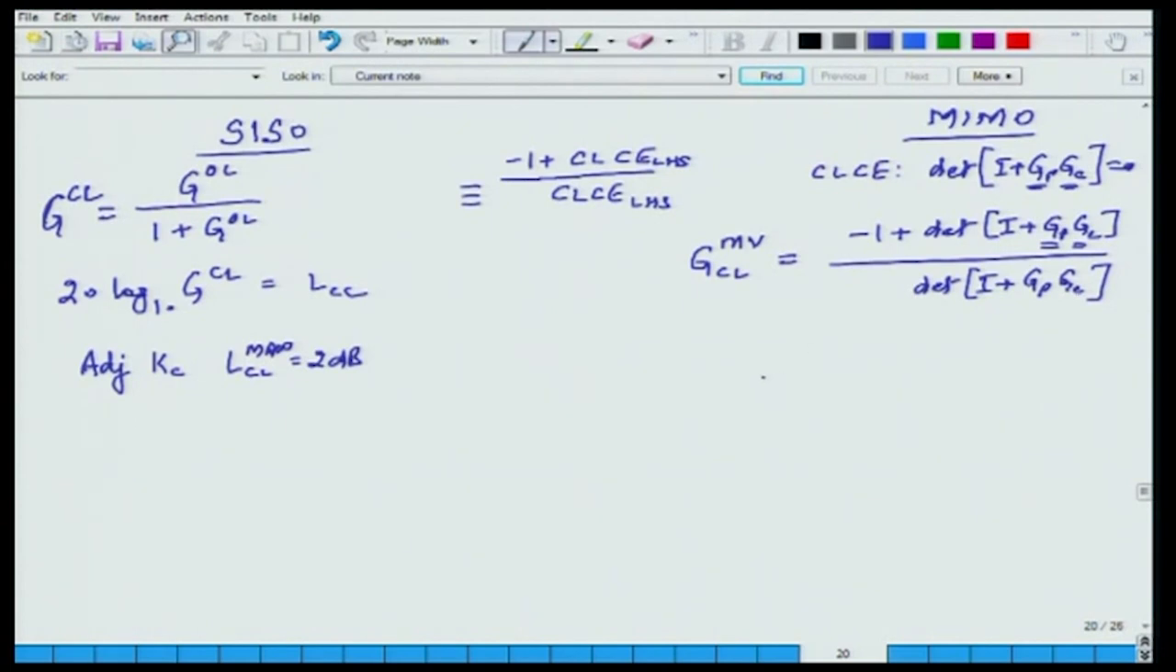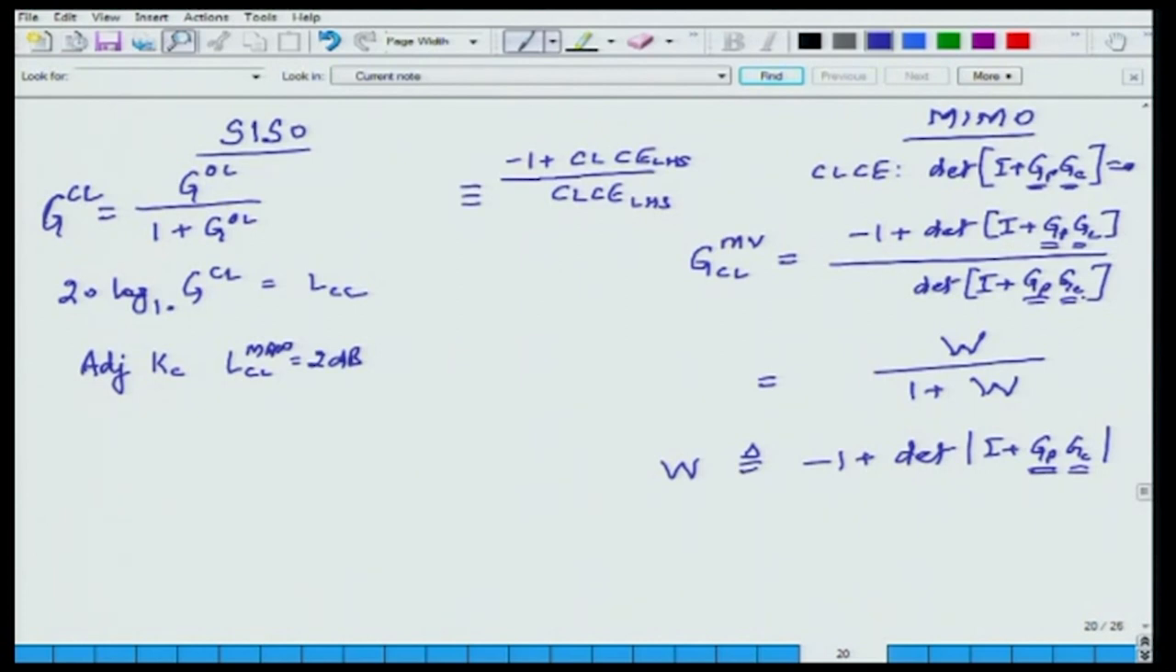If I call the numerator W, then W by definition is minus 1 plus determinant of I plus GP GC. All right, so what shall we do now? This is my closed loop multivariable analog of GCL, the SISO GCL.